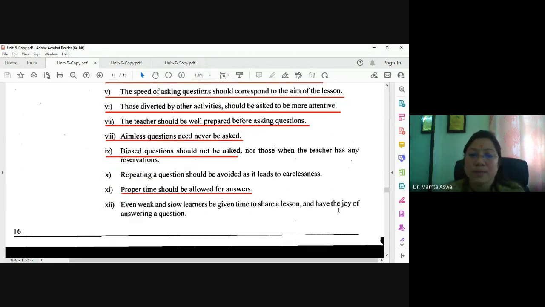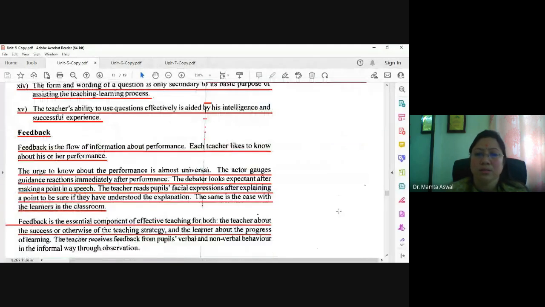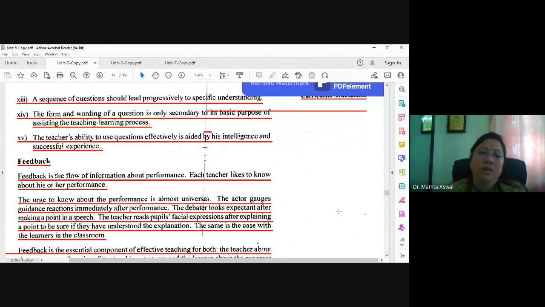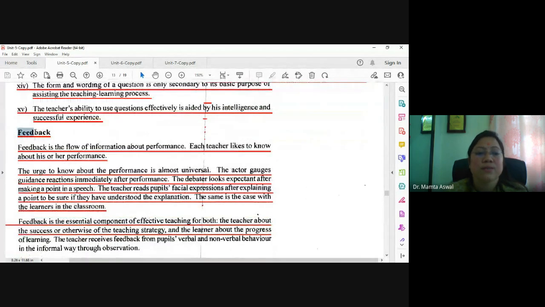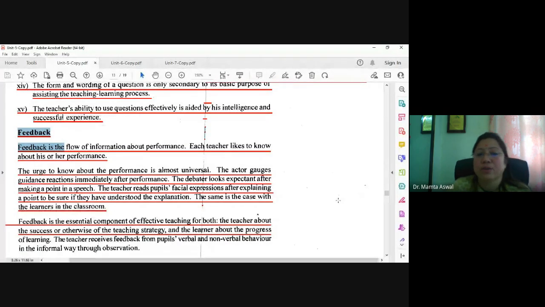Questions should always have some aim, no biases. An appropriate time must be allowed to the students for answering the question. Then there is one more important point, which is feedback. Feedback is very important, very essential for the improvement of the teaching-learning situation, for the teacher and for the student, both of them. So feedback is basically the information about your performance.